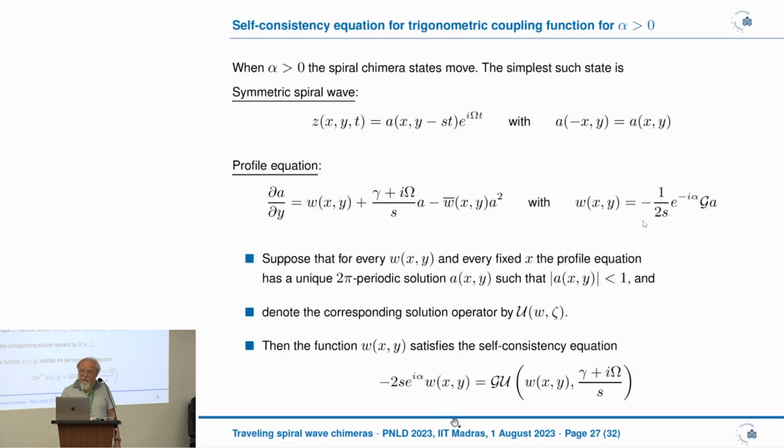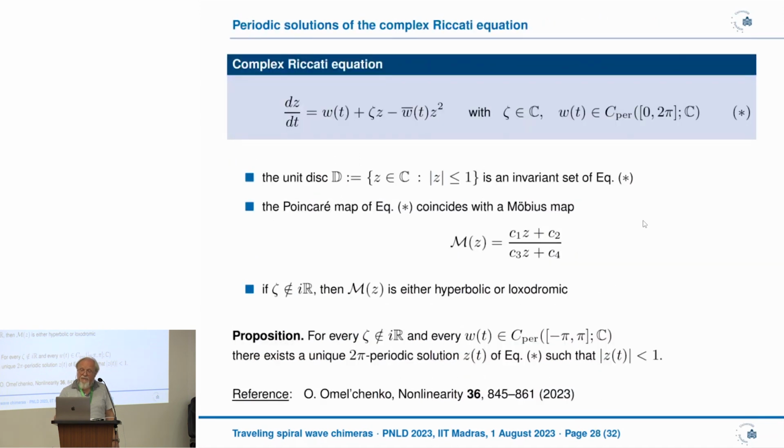Now it turns out, of course, that this equation is a Riccati, it's a complex Riccati equation, right? It has this quadratic term here. And so there are some tricks that can be used to study equations of that type. One of the things you find for an equation of this form is that the unit disk, that's the region of incoherence, is an invariant set of this equation. And then you can look at the Poincaré map of this equation, and that is given by this Möbius map. So that goes back to some work of Steve Strogatz.